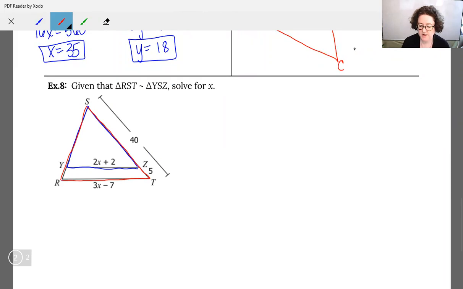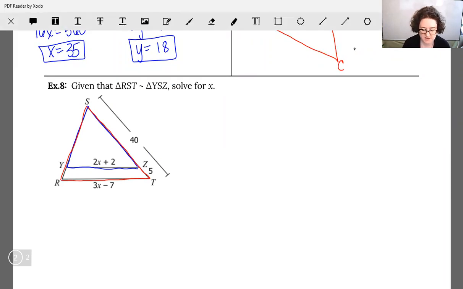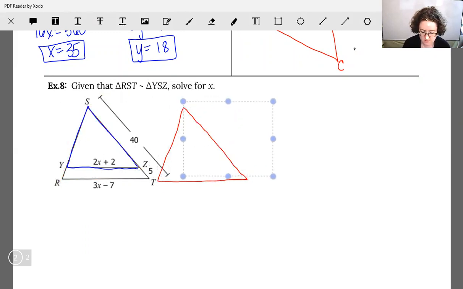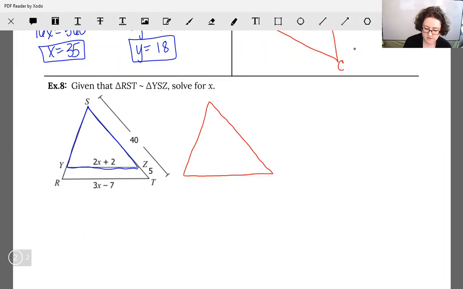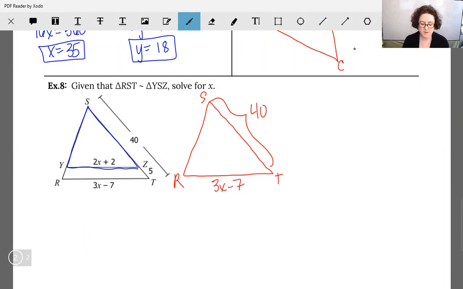So here's my red triangle, and then let me pull that off to the side and relabel it. So pulling that over. Okay, so that gives me triangle RST, and it had the entire side 40 labeled, and we had a 3x minus 7 on the bottom. So I know everything for my red triangle, but what about my blue triangle?